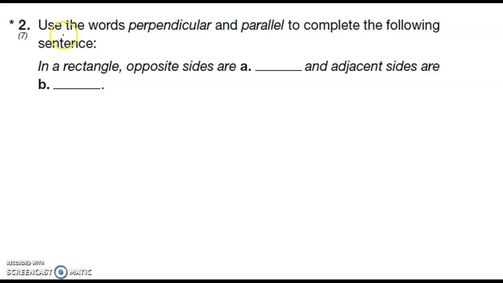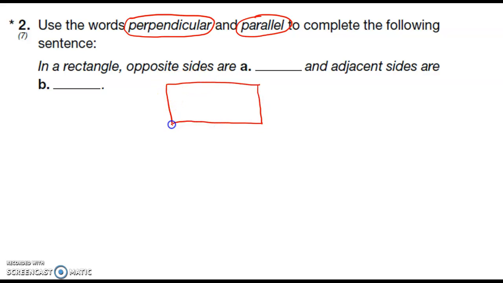All right. Number 2 says use the words perpendicular and parallel to complete the following sentence. In a rectangle, opposite sides are... Okay, I've got to draw this to see this. So this side is opposite to this side. So opposite sides are parallel.